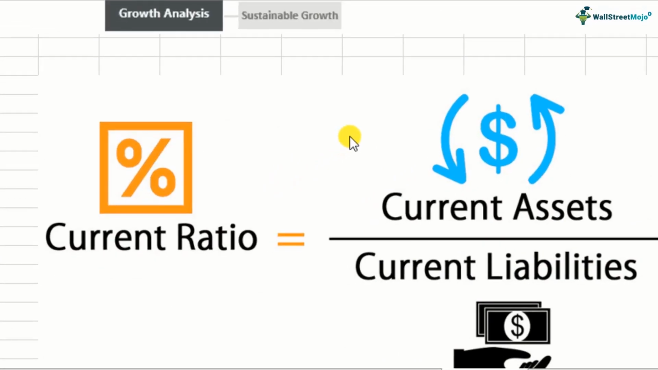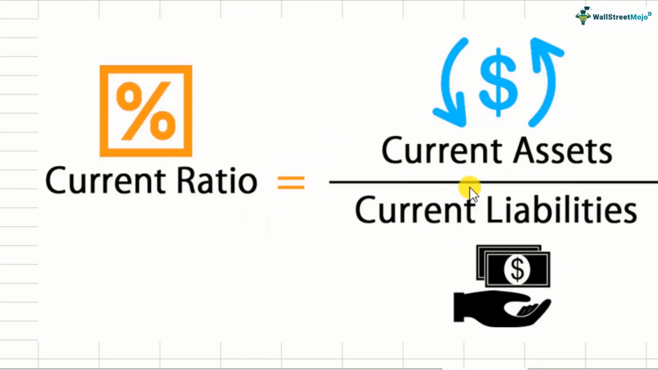Let me explain this with the help of a formula. Current ratio's formula is nothing but current assets divided by current liabilities. What are current assets? Current assets are those assets which can be liquidated, which can be sold, within a year's time into cash. Likewise, what are current liabilities? These are those liabilities which have to be repaid within a year. So that 1 year period is the most important thing to note.